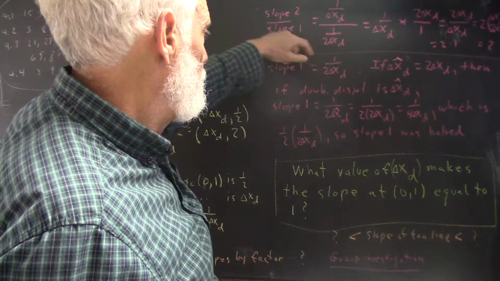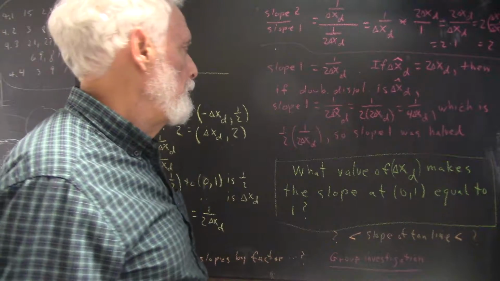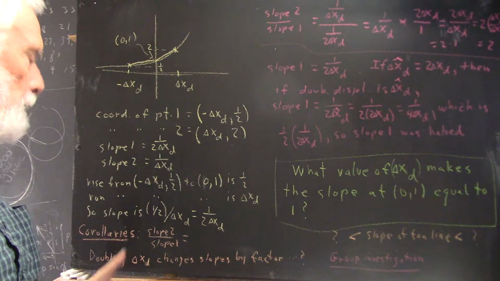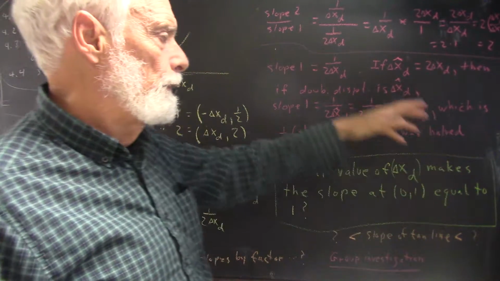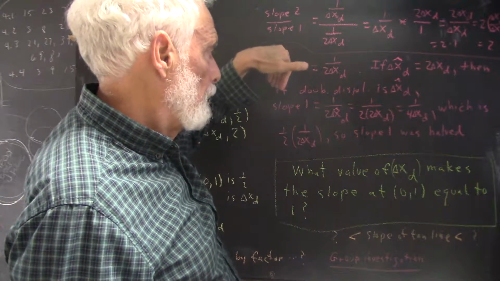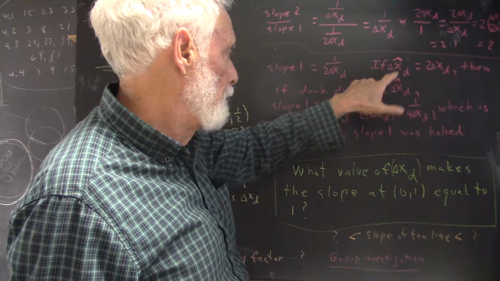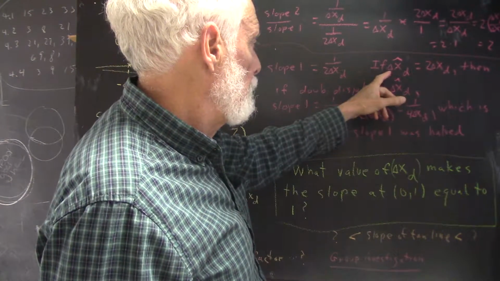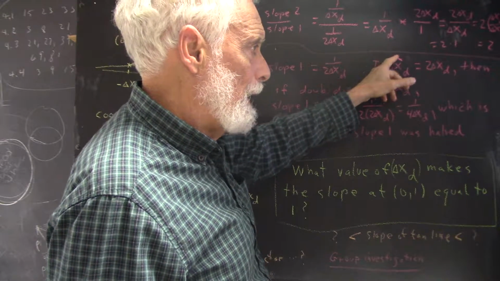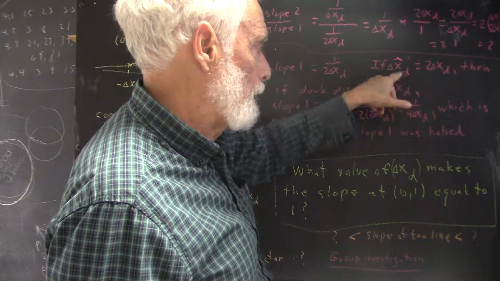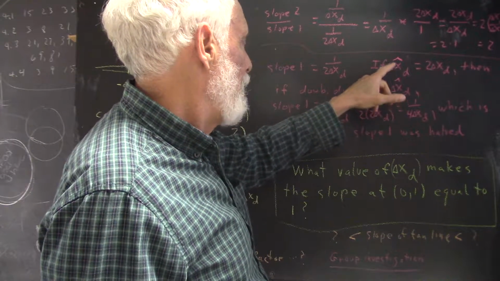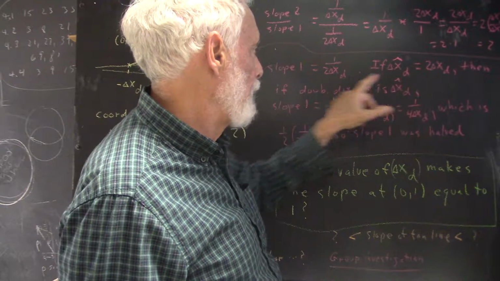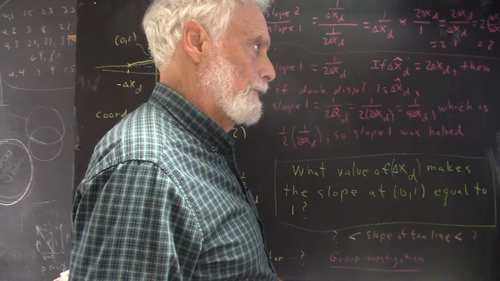Okay, well, slope 1 is this. Now, if we double delta x sub d, we get a new delta x sub d, which I don't want to confuse notationally with the old delta x sub d. I don't want my notation for the new one to look exactly the same as my notation for the old one. So I'm going to use delta x hat sub d. I'm going to put a hat on the x. And now I've got a new doubling displacement that I defined to be 2 delta x sub d, that is 2 times the original doubling displacement.